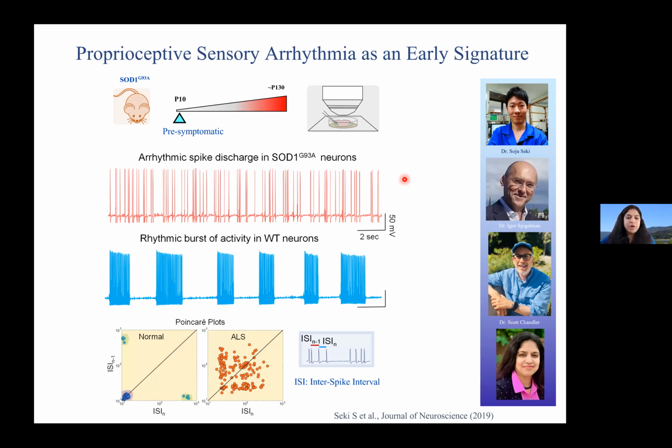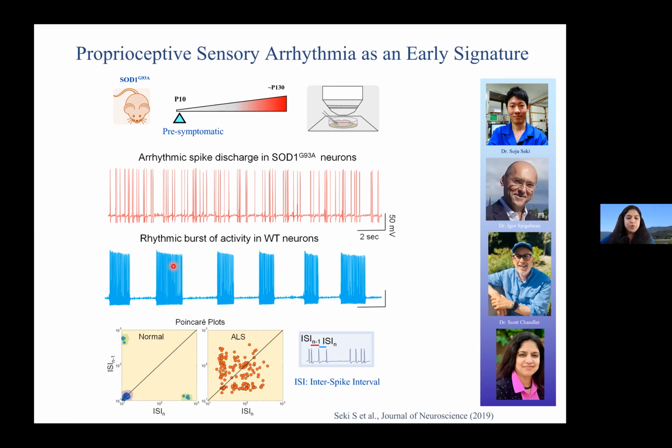So here we found that these so-called proprioceptive sensory neurons were showing really disrupted firing patterns. So this is what we call arrhythmia here, because as you can appreciate, the blue trace here reflects the normal or the wild type neurons, whereas the red ones are the afflicted neurons in the transgenic mouse. So clearly there was a lot of arrhythmic discharge going on in the action potential firing.